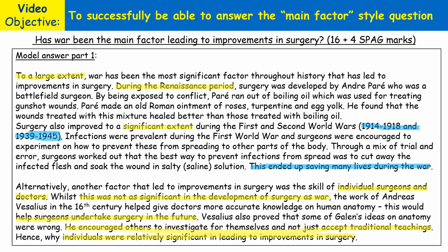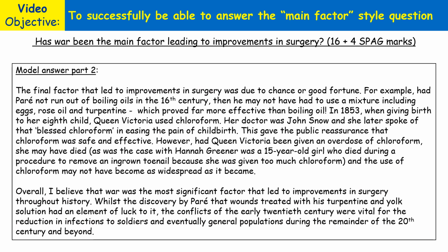Let's now have a look at the final factor and final paragraph before the conclusion to this model answer. So the final factor that led to improvements in surgery was due to chance or good fortune. So again, we're telling the marker that we are going to be writing about the factor of luck or good fortune in our final paragraph. For example, had Paré not run out of boiling oils in the 16th century, then he may not have had to use a mixture including eggs, rose oil and turpentine, which proved more effective than boiling oil.